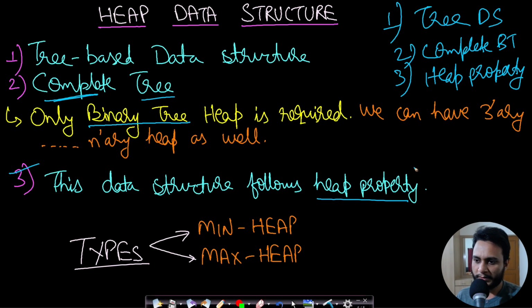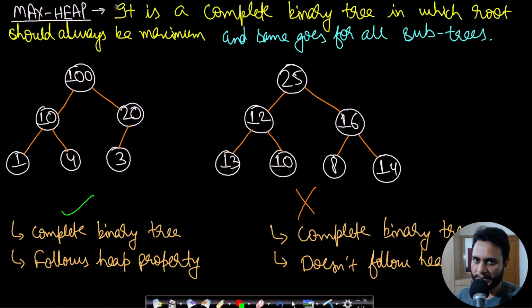So now we will look at the heap property by using examples. So heap is of 2 types, min heap and max heap. Min heap keeps track of the minimum element at the root node. Max heap keeps track of the maximum element at the root node, okay. So now let's first understand what a max heap is. It is a complete binary tree in which root should always be maximum, and the same goes for all the subtrees. Now what does this mean?